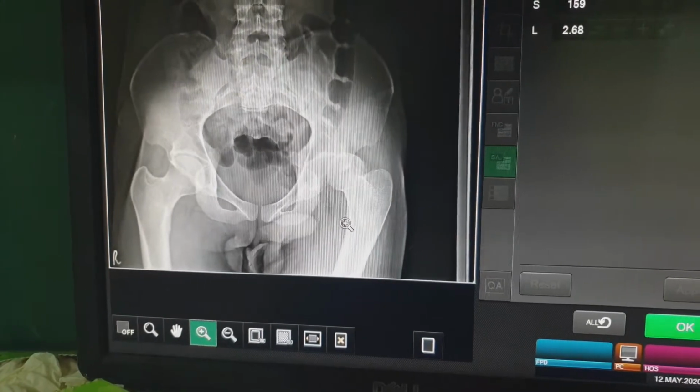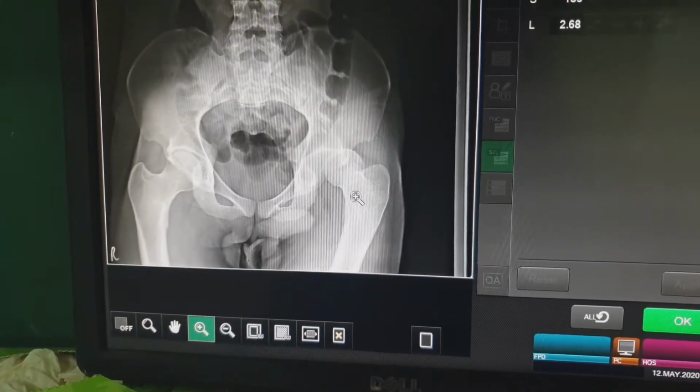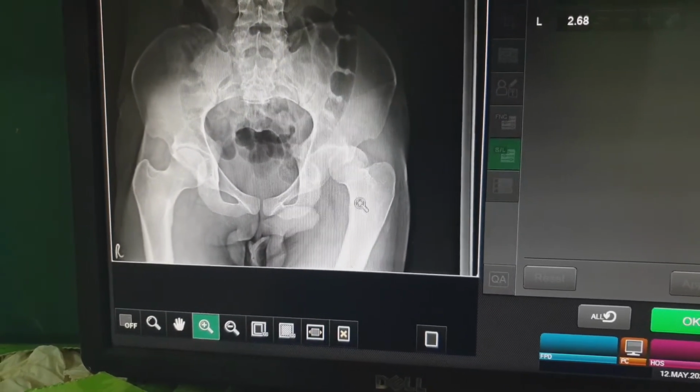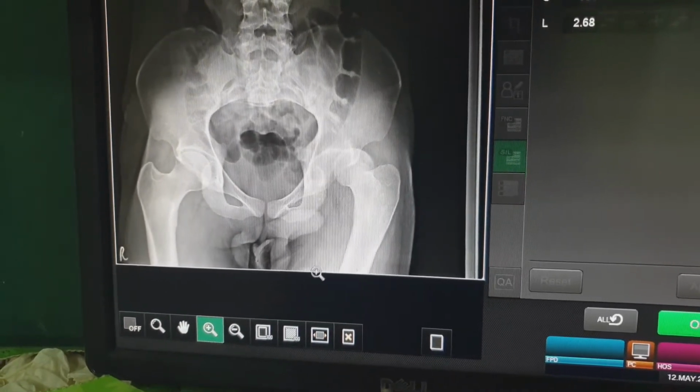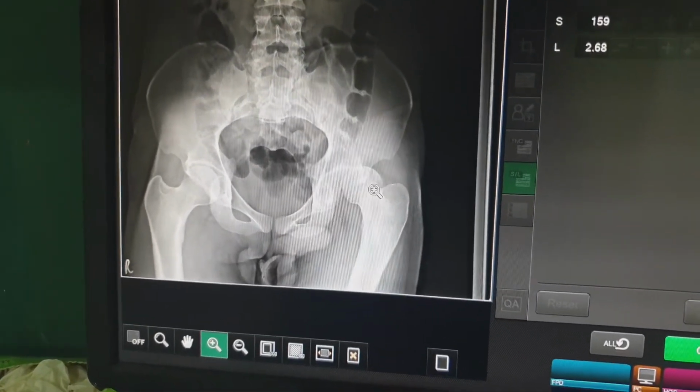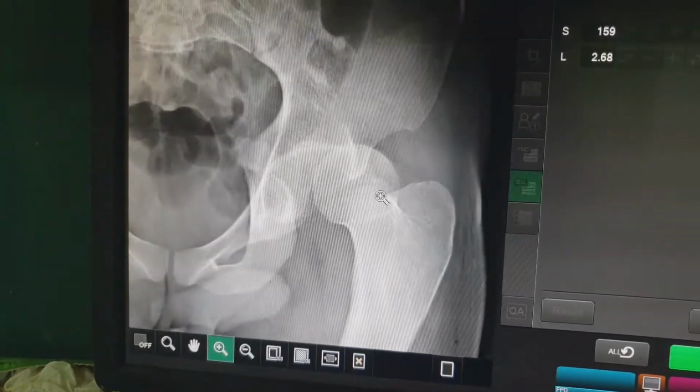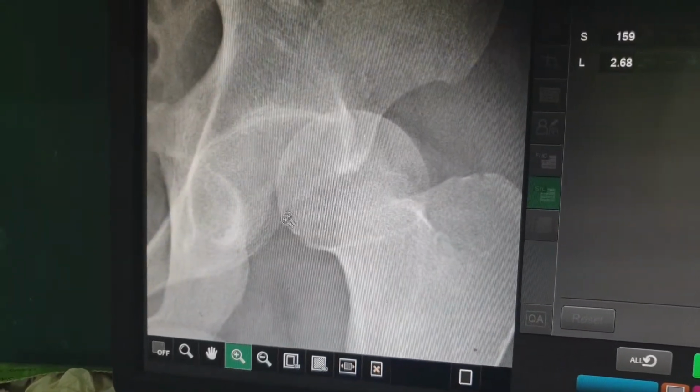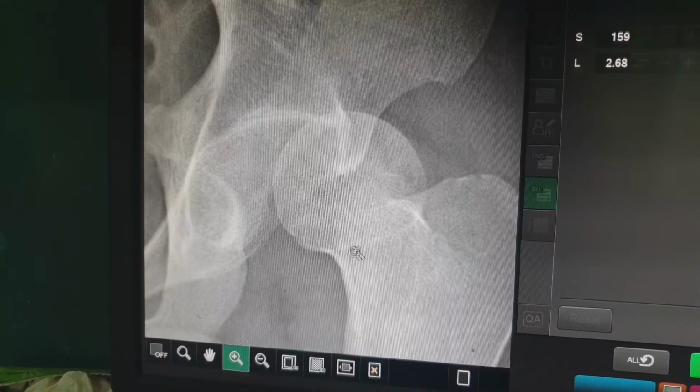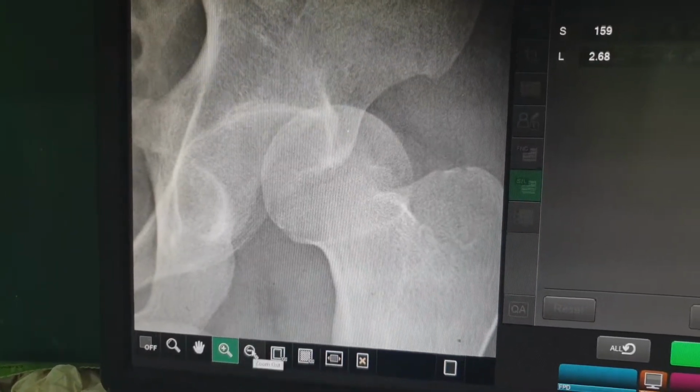Second, the lesser trochanter is not visible, so it is internally rotated and adducted. These are the three postural features of posterior hip dislocation. Now we always have to make sure that there is no posterior rim fracture. In this view we are not sure about neck fractures, so we can take other views.